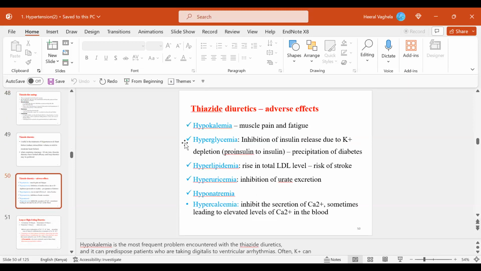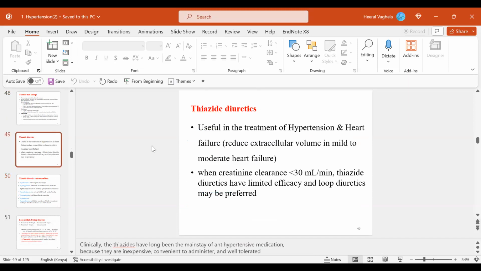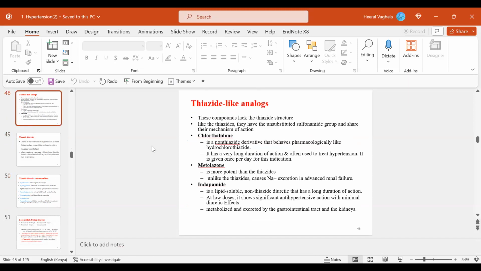So you try to avoid this in diabetic patients, but I think for diabetic patients, mostly it's the loop diuretics that are given. Then you even have the thiazide-like analogs, and mostly it's metolazone that's used.